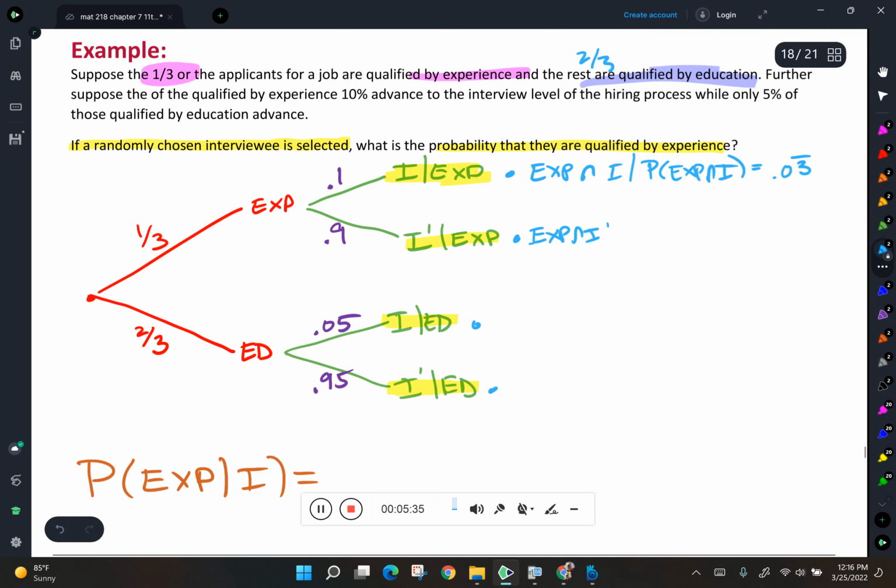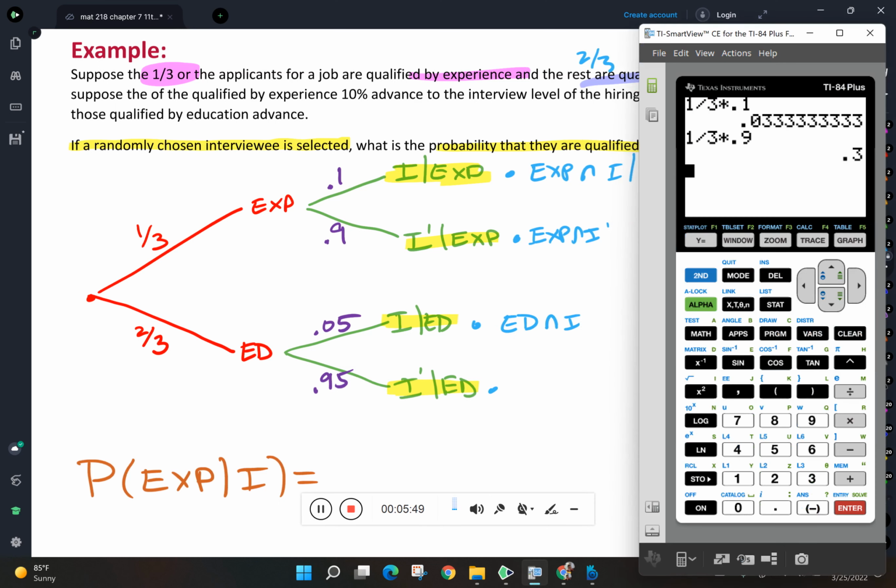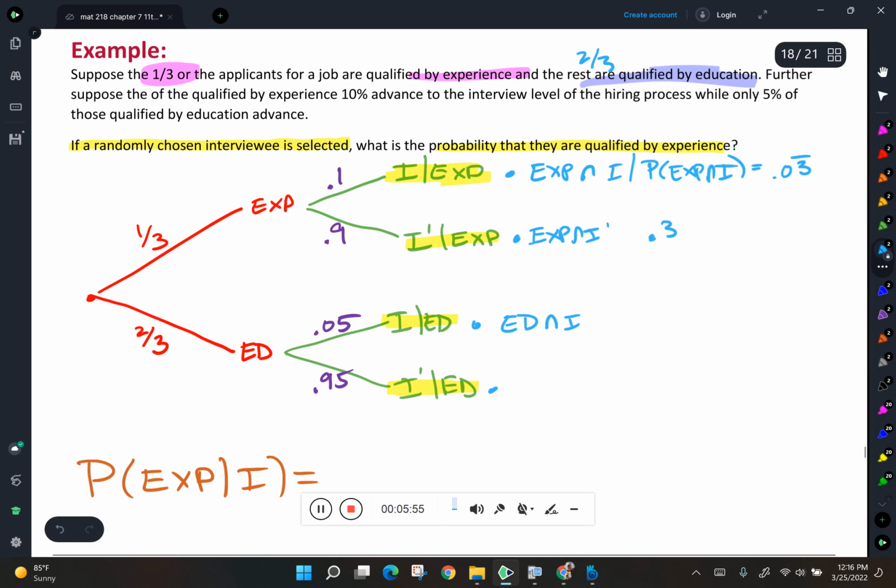Okay, so 0.3. This one down here is going to be the intersection of education and got an interview. And that's going to be the 2/3 times the 0.5. So I'll grab my calculator. So 2/3 times 0.5. That's the 0.3 repeating.